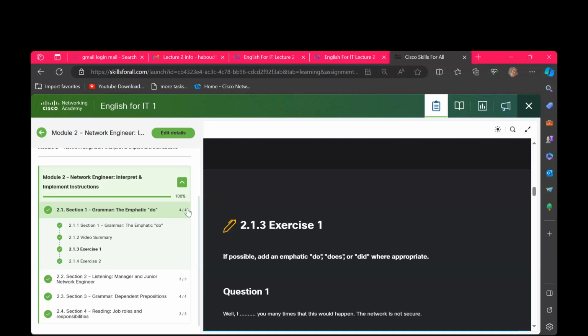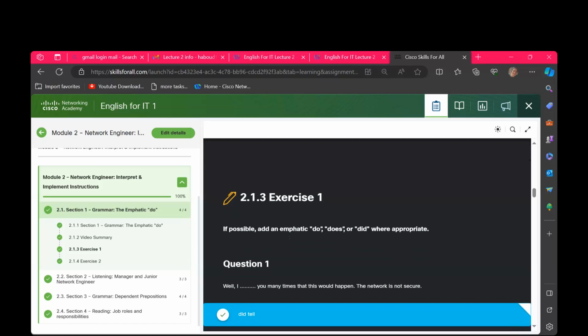Well, I told you many times that this would happen. The network is not secure. So what do you think? Shall I use it or not? Yes, of course I'll use it. Well, I did tell you many times that this would happen.